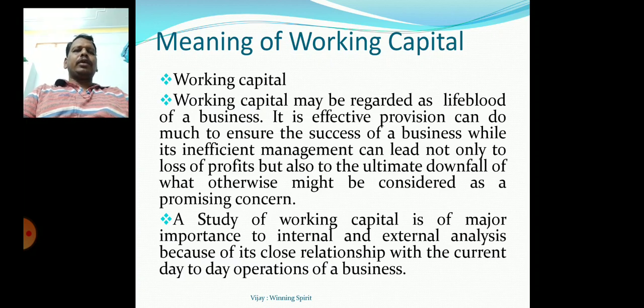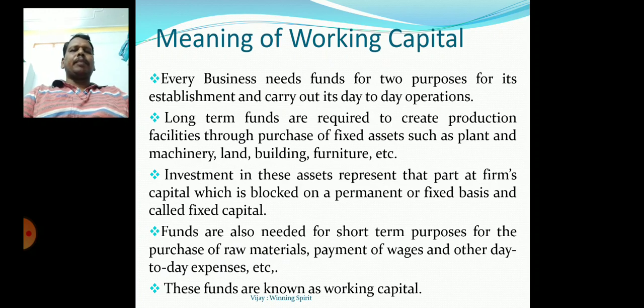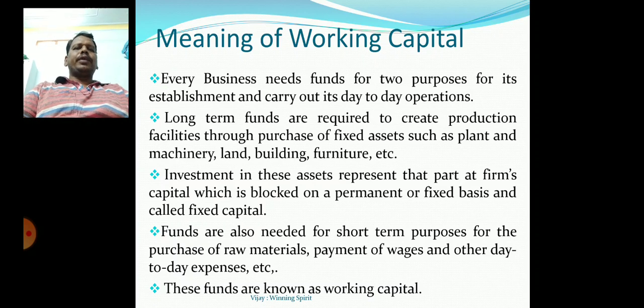A study of working capital is of major importance to internal and external analysis because of its close relationship with the current day-to-day operations of a business. Simply we can say working capital means the capital which is required to run a business smoothly in day-to-day operations. Every business needs funds for two purposes: for its establishment and to carry out its day-to-day operations.